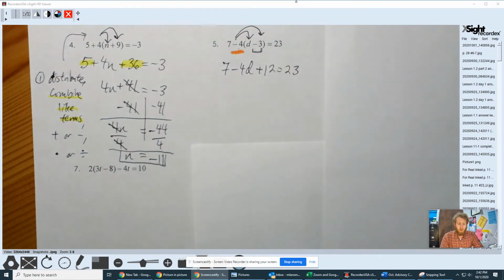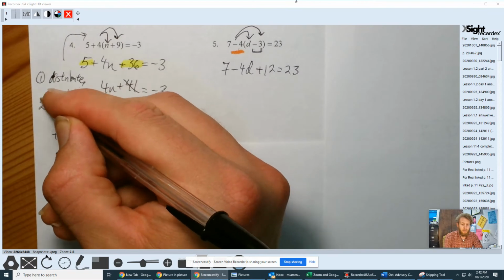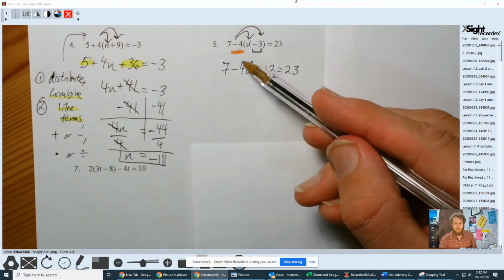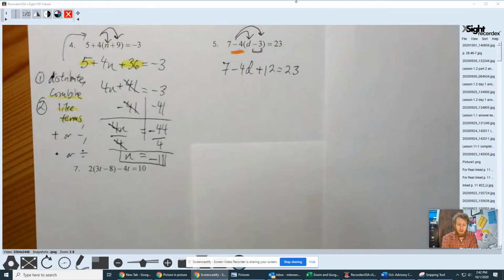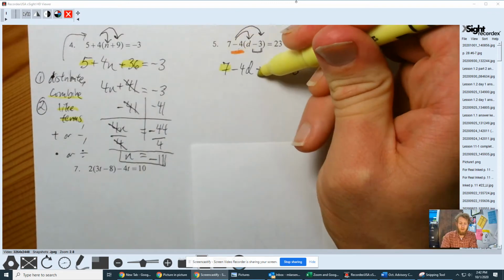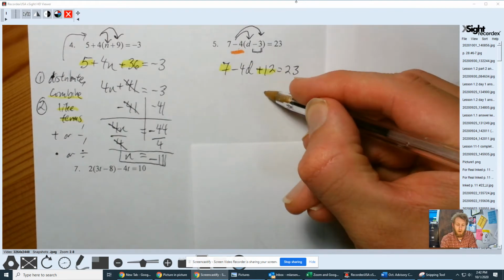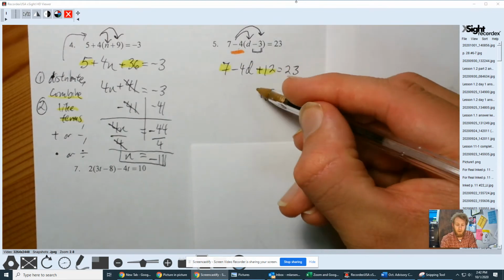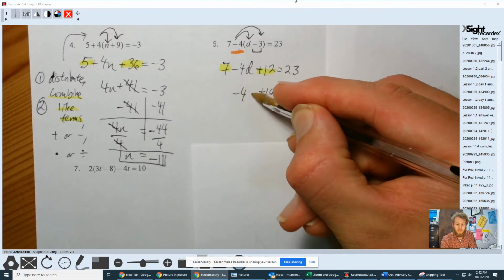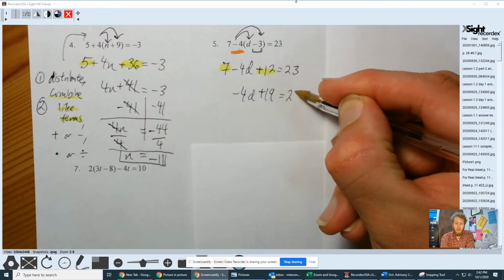I notice right now that I'm ready to combine like terms because I have more than one like term, so I'm listing this as step 2. I have 7 and I have 12. So I'm going to highlight those here. 7 plus 12 is going to give me a positive 19, so I put plus 19, and I've still got this -4d at the beginning at this point.